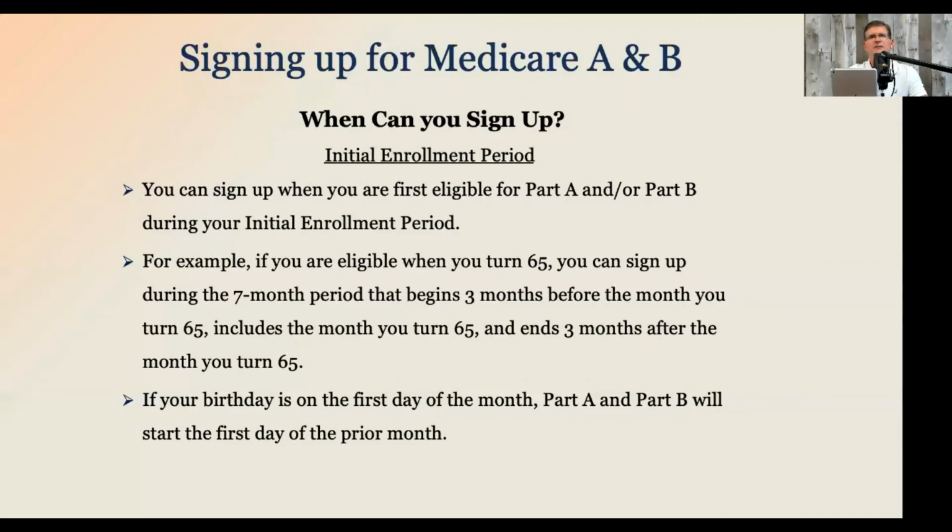So when can you sign up? You have an initial enrollment period. You can sign up when you're first eligible for Part A and or Part B during your initial enrollment period. Here's the example. If you're eligible when you turn 65, you can sign up during the 7-month period that begins 3 months before the month you turn 65, includes the month you turn 65, and ends 3 months after the month you turn 65. If your birthday is on the first day of the month, Part A and B will start the first day of the prior month.